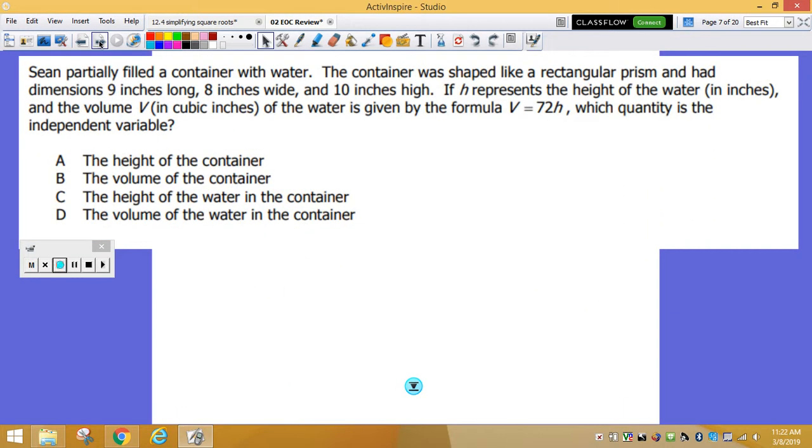All right, this wants, again, independent. Independent means in the equation. Well, in the equation is the h, and h in this problem represents the height of the water. So height of the water. Got to be careful, okay? It was height of the water.